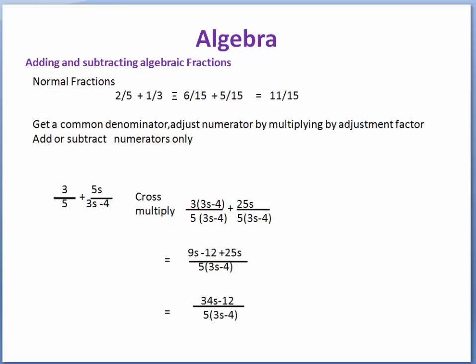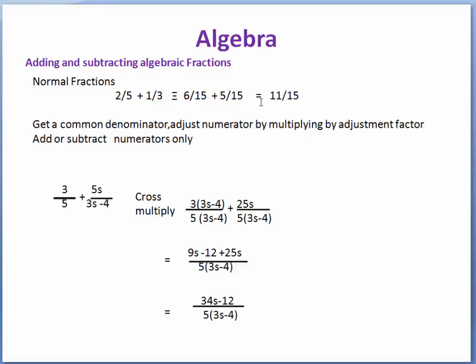Adding and subtracting algebraic fractions, slightly more complicated, but let's go through the method. First of all, let's go through our normal fractions. When we add, we get a common denominator, and how do we get that? We multiply the denominators. So 5 multiplied by 3 is 15, gives us our common denominator, and then we multiply the 3 by the 2, we cross multiply. 3 multiplied by 2 is 6, and then 5 multiplied by 1 is 5, and then we can add the numerators. The denominators we leave as it is, so we leave that as a 15, and then add the numerators, which is 6 plus 5 is 11.